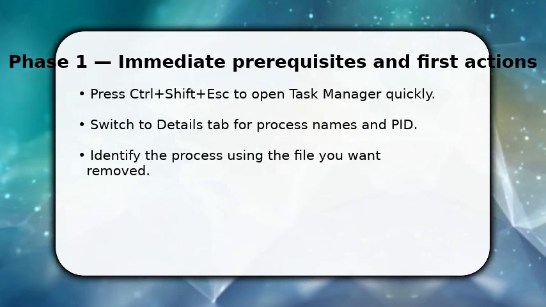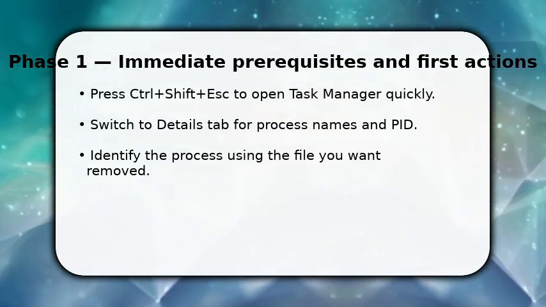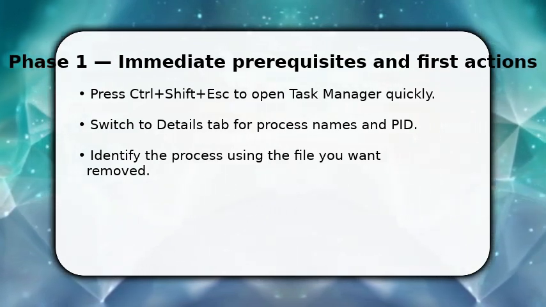If unsure, right-click and choose Properties or Open File Location to confirm the file path. Make sure you note whether the process is a user app or a system service before proceeding.